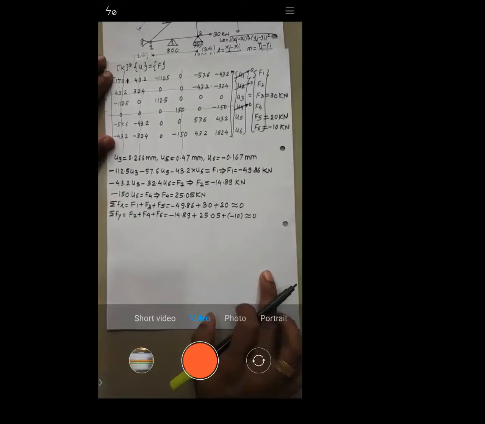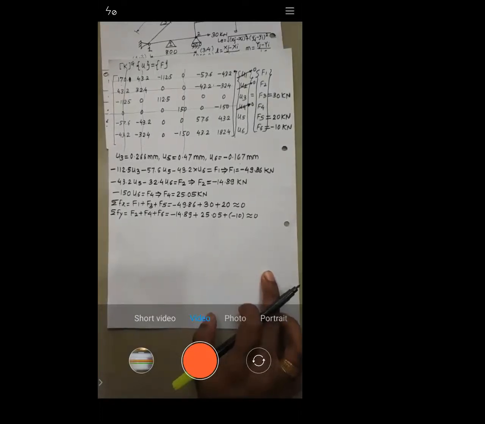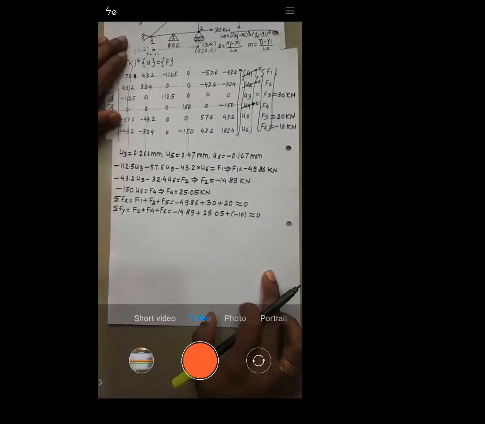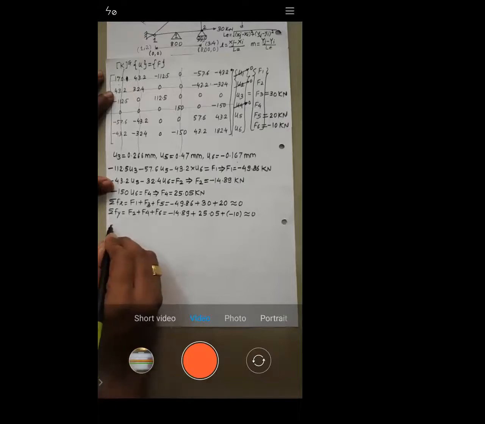So next step will be the calculation of what? Stresses, right? We are supposed to calculate the stresses. So for that, we require strain, right? For that, we require strain. So I will calculate strain in element number 1.